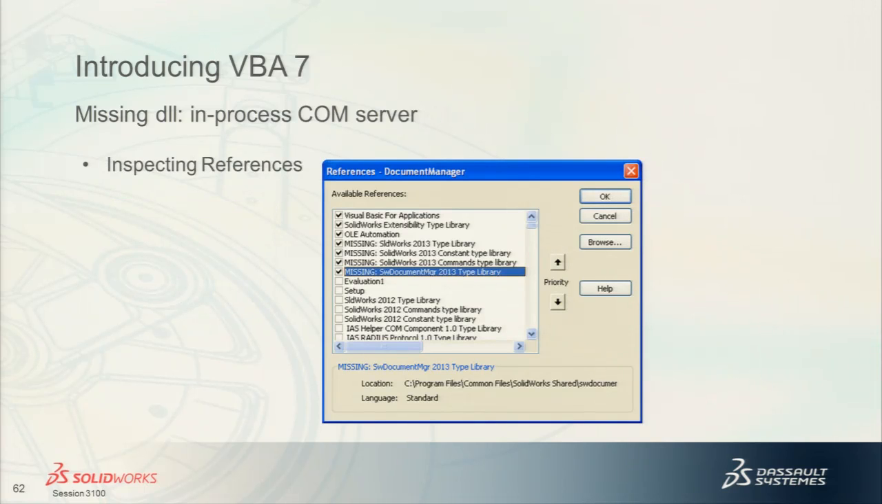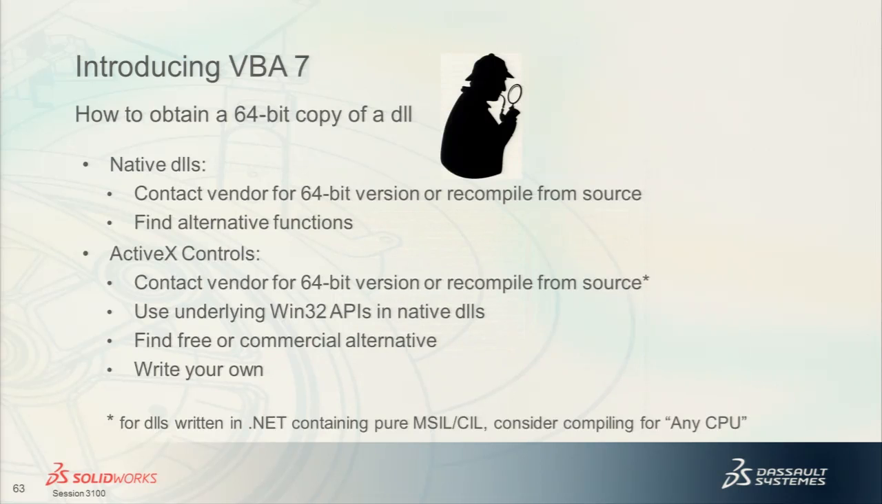If you look at your references, you will see the word missing all over the place. Okay, so at least it will tell you. But how do we go from there? How do we find a 64-bit copy of your DLL?